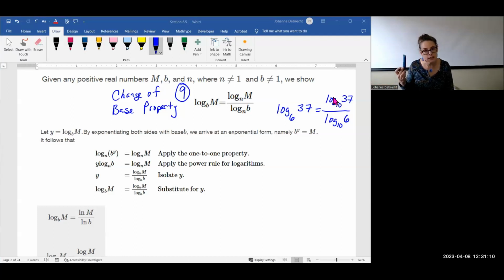Now, how do you use that to find the value of log base 6 of 37? Come to your calculator and hit the LOG key, which is automatically base 10, and then enter 37 and hit equals, and then hit divided and open parentheses, hit log again, hit 6, close the parentheses, hit equals, and I got about 2.01529... What does that mean? If I take 6 and raise it to this power, I get exactly 37.